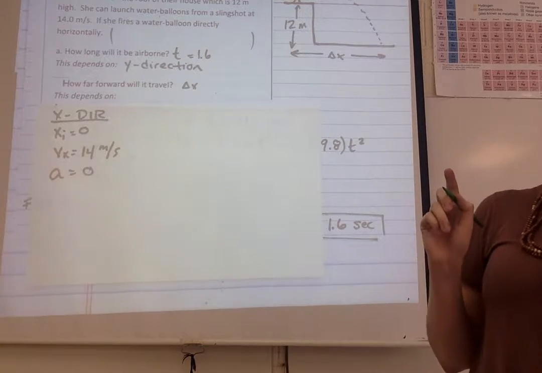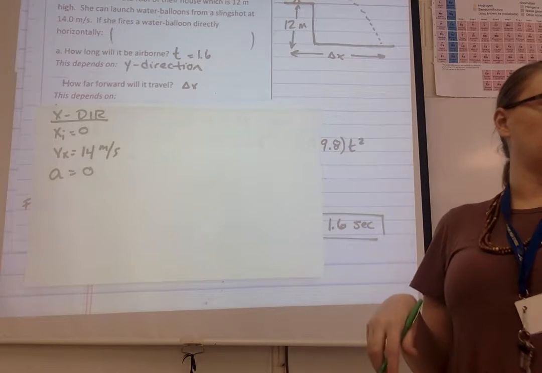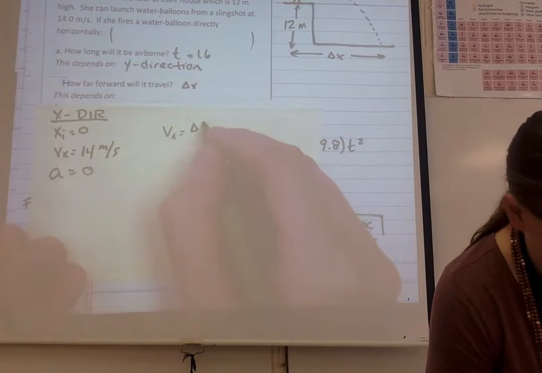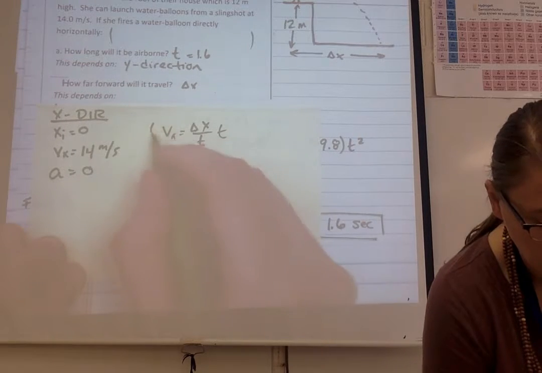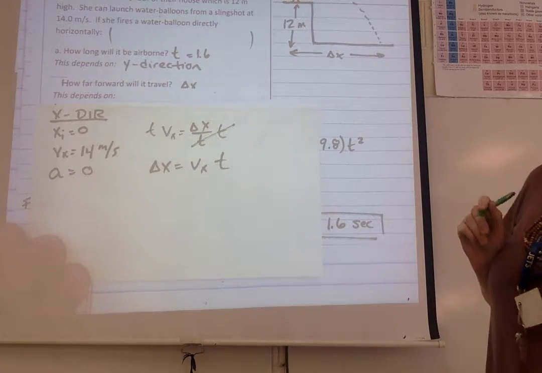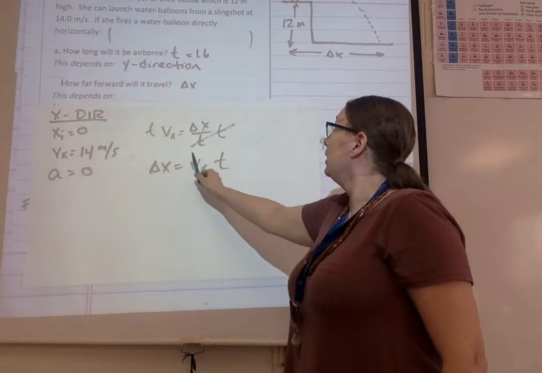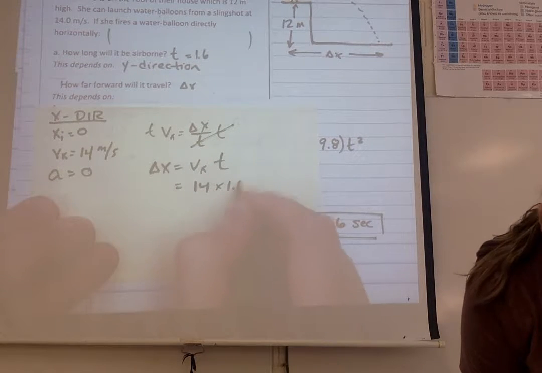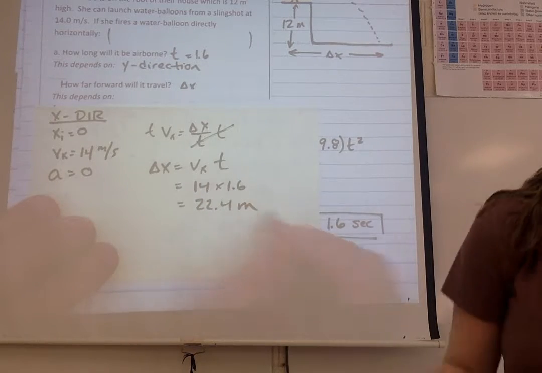So let's look back at those x equations I said I could use. I'm going to find the change in x. All right, so we had Vx equals change in x over t. Let's multiply both sides by t. So the change in x equals Vx times the time. All right, so that's what I'm solving for. Thank goodness. Let's plug in 14 and 1.6 in here. And last time that got me 22.4 meters.